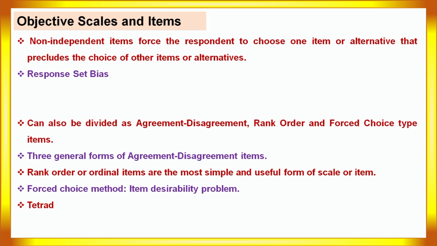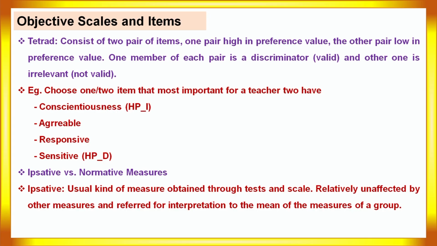Generally, with the forced choice item, the response rate is much lower than in case of the independent item, but the forced choice item has a lesser chance of social desirability or response set bias. Generally, the respondent feels a little bit of difficulty answering the forced choice item. So, one special type of forced choice item is the tetrad. So, what is the tetrad?